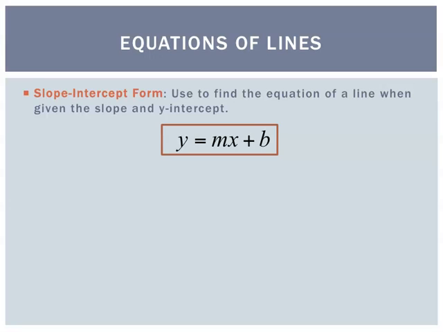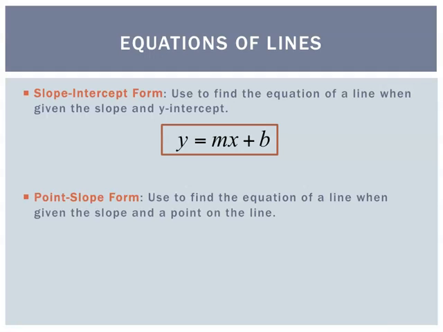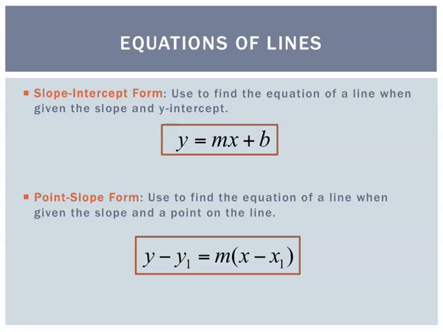The second is point-slope form, and this is the form that we use to find the equation of a line when you're given the slope and a point on the line. So the first one is when you're given the slope and the y-intercept. Point-slope form, as the name suggests, is when you have the slope and you have a point on the line. So this is y minus y1 equals m times x minus x1.